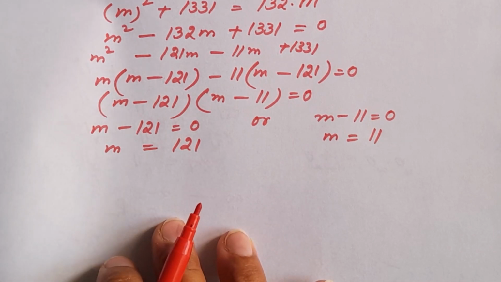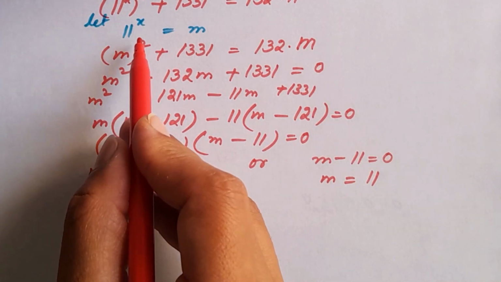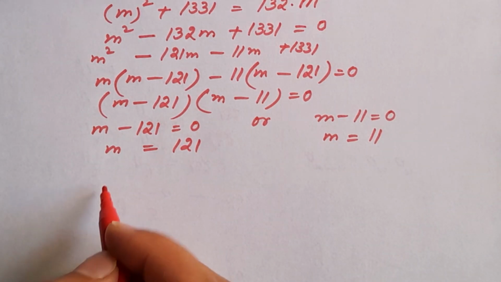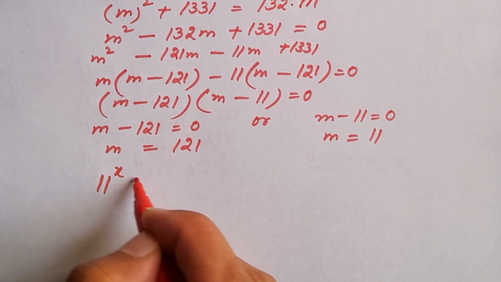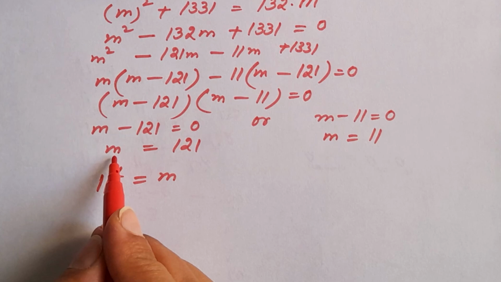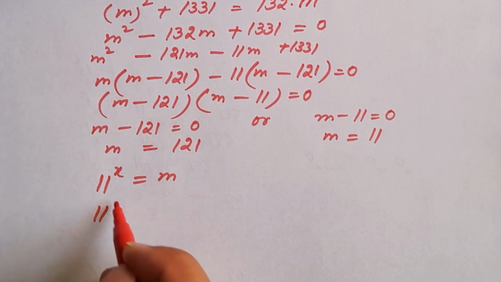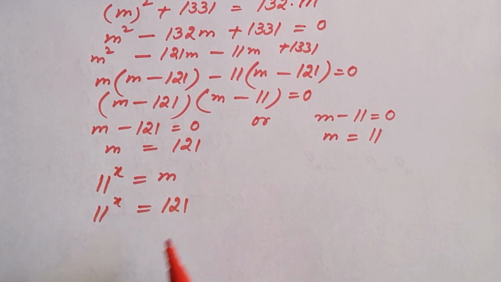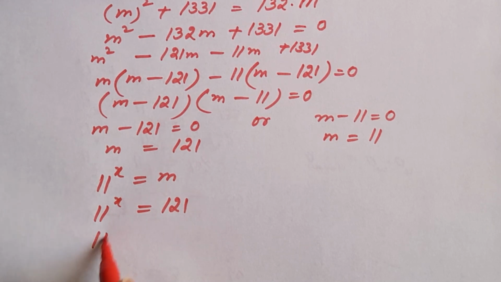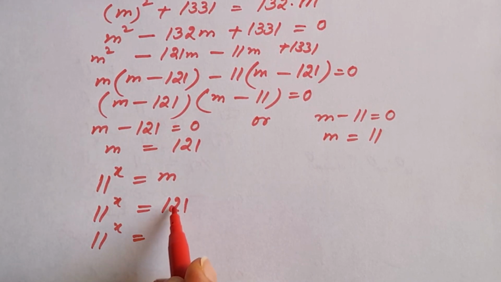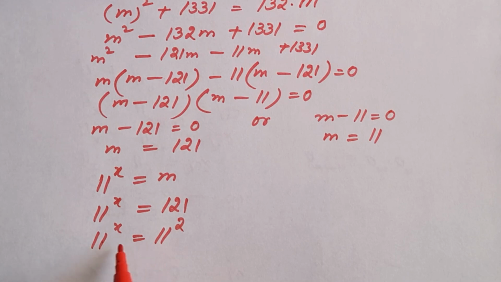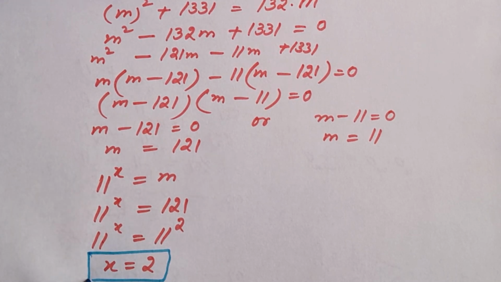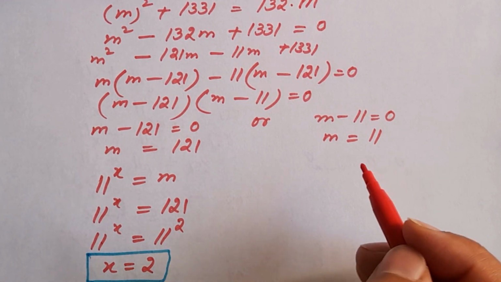Now we have two values of m and we are going to put these values of m in that equation, which we let over here, 11 to the power x is equal to m. And m this time is 121, and we can write this 121 as 11 to the power 2 because 11 times 11 is 121. If bases are same and equal, we can equate the powers. So by equating the powers, we get the value of x, which is equal to 2.